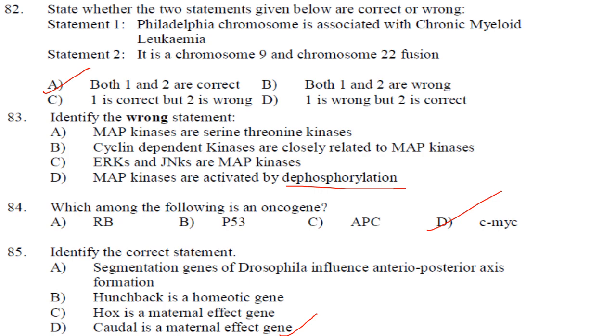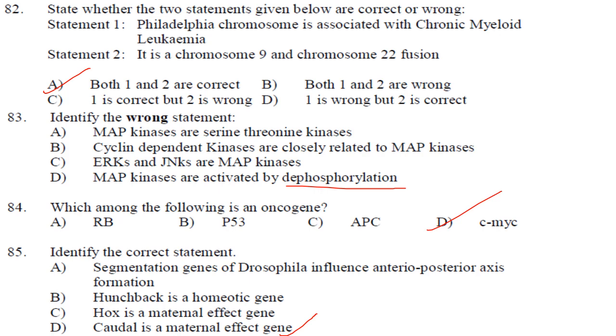Identify the wrong statement. MAP kinases are serine threonine kinases. Yes. Cyclin dependent kinases are closely related to MAP kinases. Yes. ERKs and JNKs are MAP kinases. Yes. MAP kinases are activated by dephosphorylation. It is not dephosphorylation. They are activated through phosphorylation or as a result of their interaction with small GTP binding proteins in response to extracellular stimuli. So MAP kinases are activated by phosphorylation or their interaction with small GTP binding proteins.